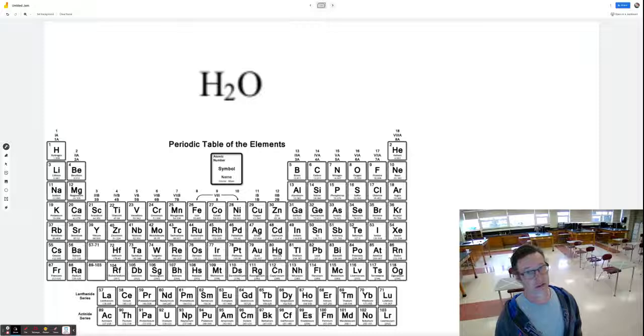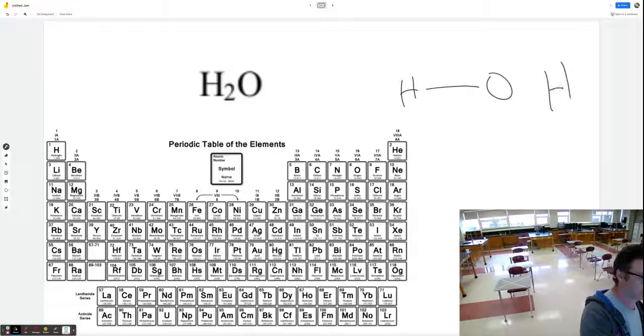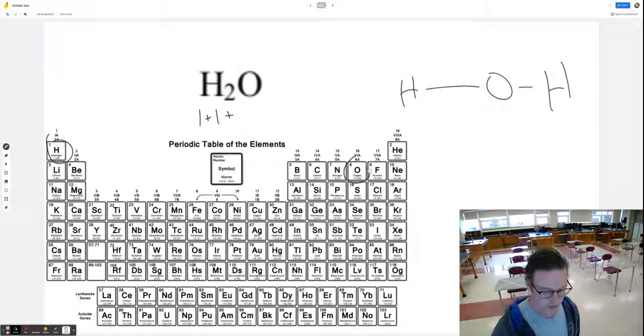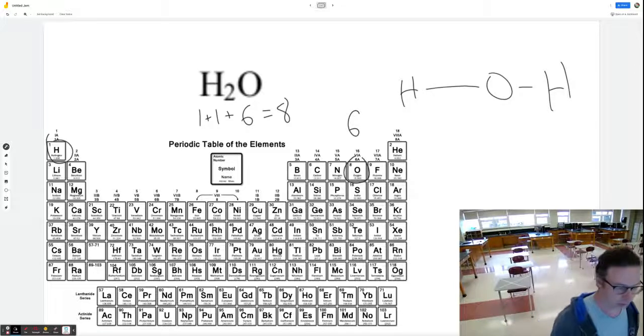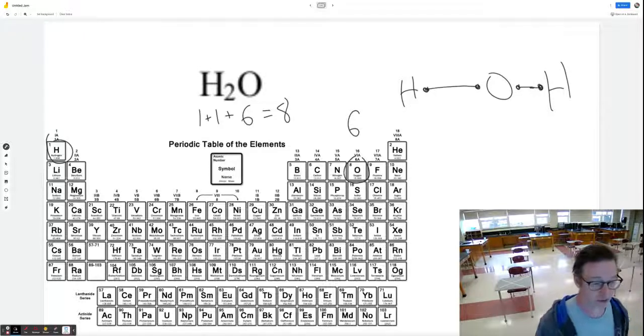Water. I've seen this a lot. You're going to always see this one a lot. Oxygen, hydrogen, hydrogen. Okay, so hydrogen is over here. It has 1. There's 2 of them. Plus oxygen is here. It has 6. So that gives me 8 electrons to work with. Make the bonds. That's 4 electrons. I have 4 left.